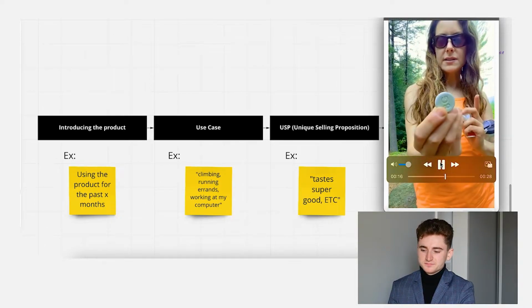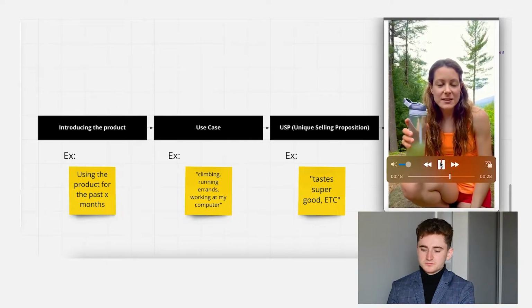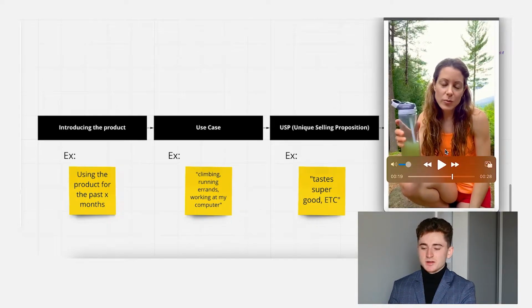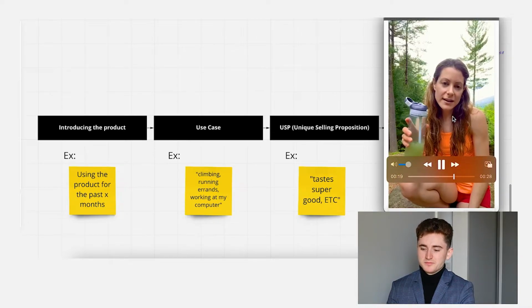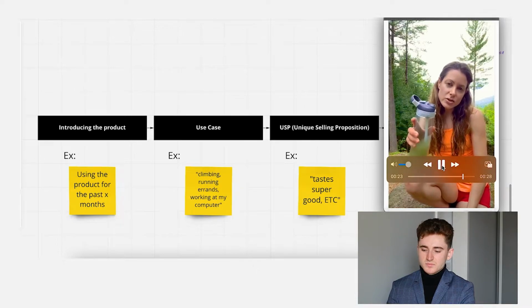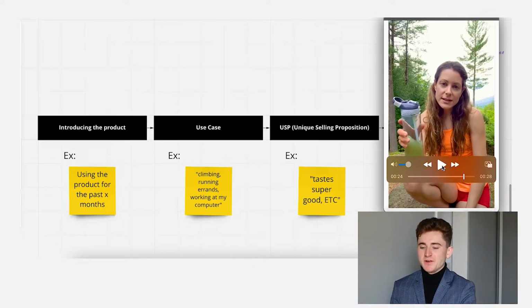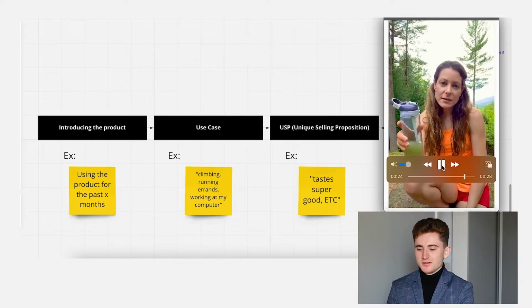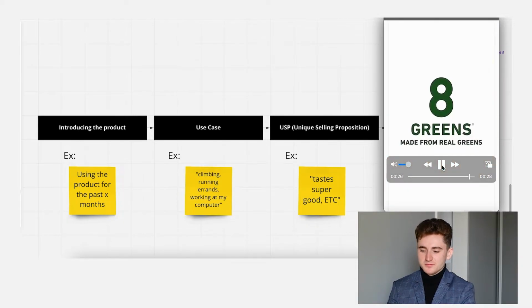So here are some unique selling propositions, like it tastes super good. And I get my greens in. So there's no chopping, there's no prepping. All these are unique selling advantages. It's just organic premium greens.